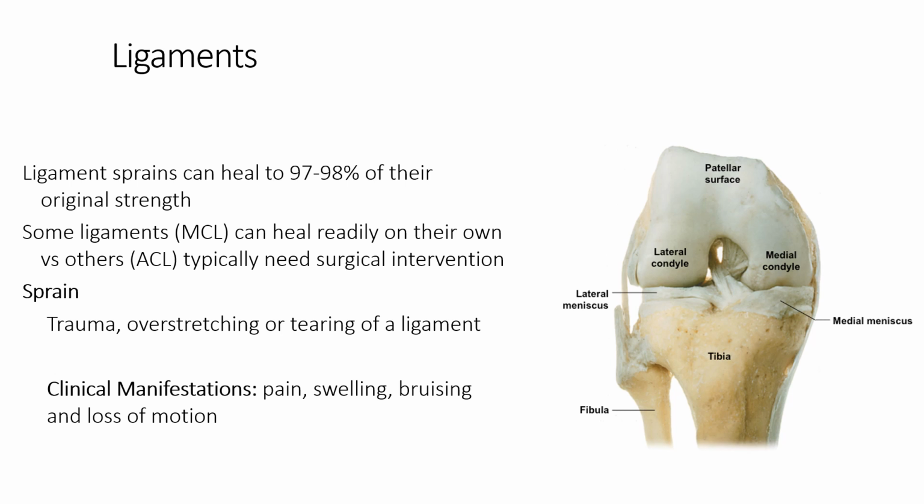Some ligaments, such as the medial collateral ligament, or MCL, have relatively good capacity to heal on their own with conservative treatment, while others, like the anterior cruciate ligament or ACL, typically require surgical intervention due to limited natural healing ability. A sprain refers to trauma, overstretching, or tearing of a ligament, which can occur due to a sudden twisting, impact, or excessive force applied to a joint.